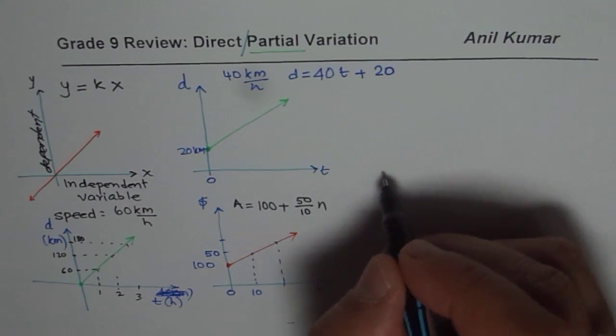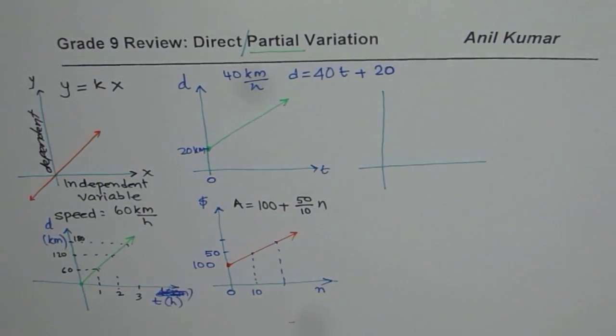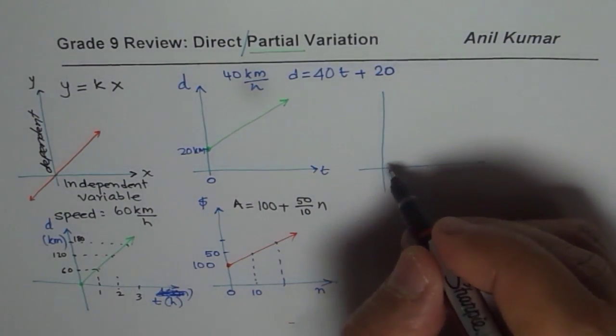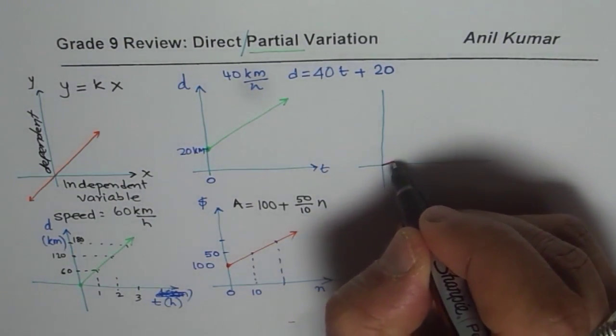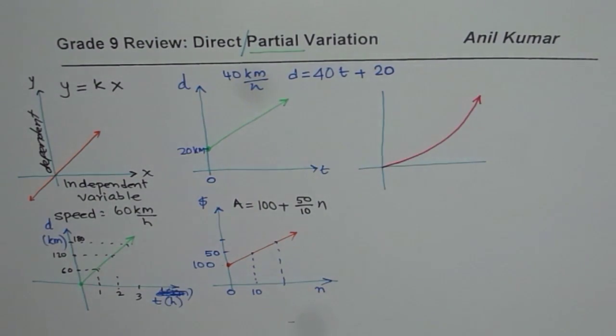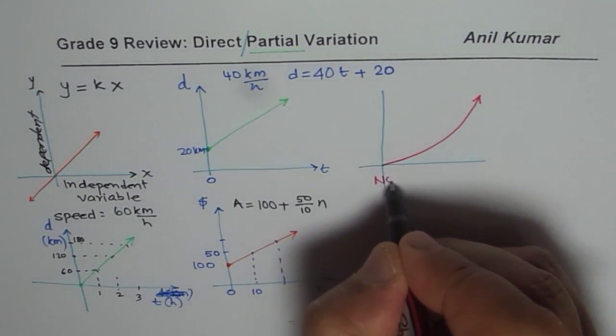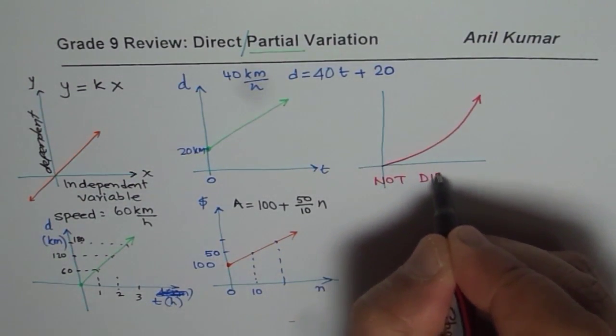Now here is a question for you. Here's a graph for you. You have to tell me whether this graph represents direct variation, partial variation, or neither. Here it starts from 0 and it's going like this. Now is it direct, partial, or neither? It starts from 0, it could be direct, but it is not direct. Can you tell me why?